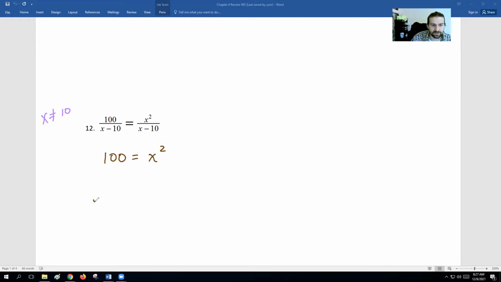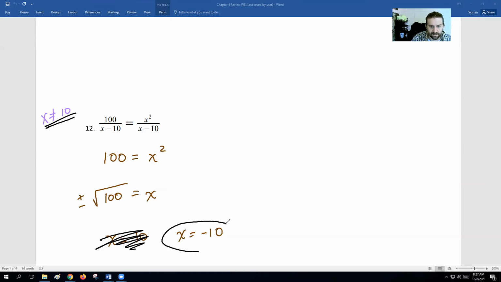So if 100 equals x squared, we could take the square root of 100, as long as we remember to have a plus or minus symbol there. So that means we get two answers of x equals positive 10 and x equals negative 10. Now we remember here our extraneous solution says x cannot equal 10. That'd be discontinuous. So we're going to cross off this 10 answer. Negative 10 though is still good.